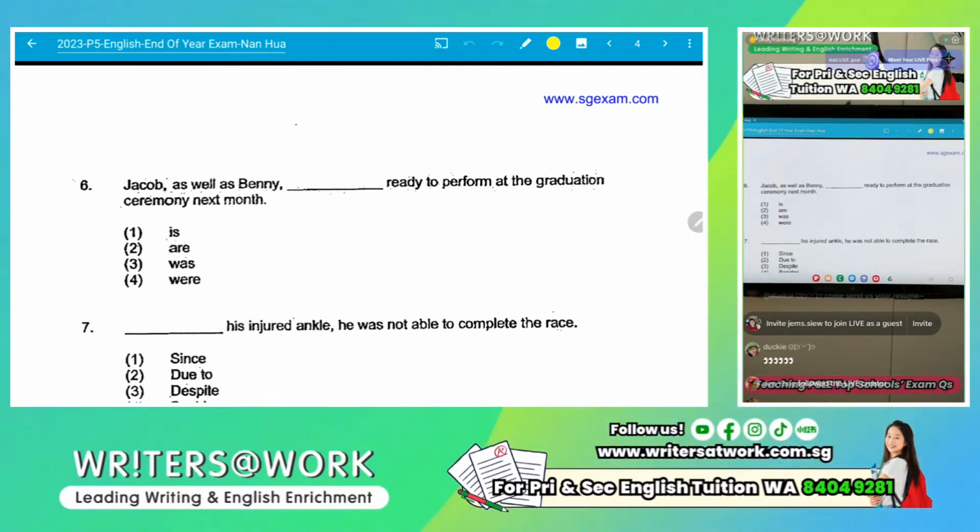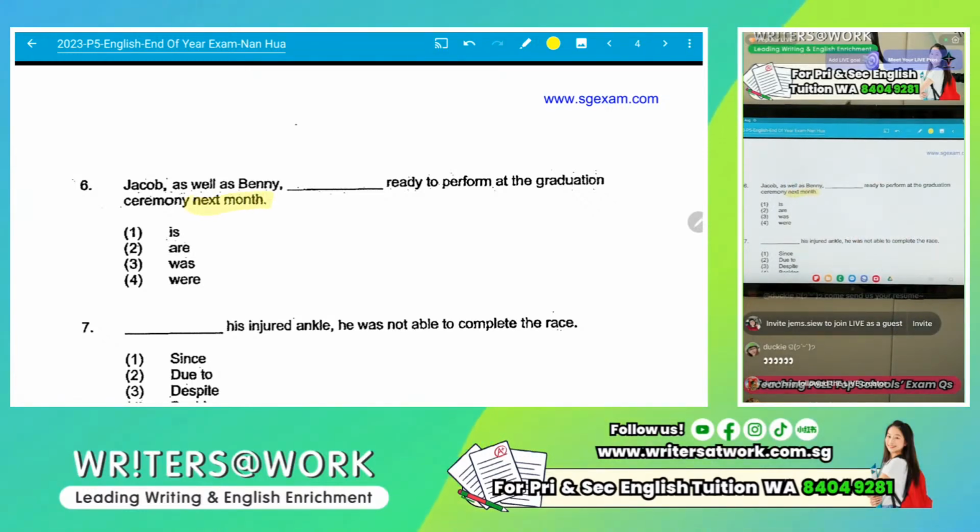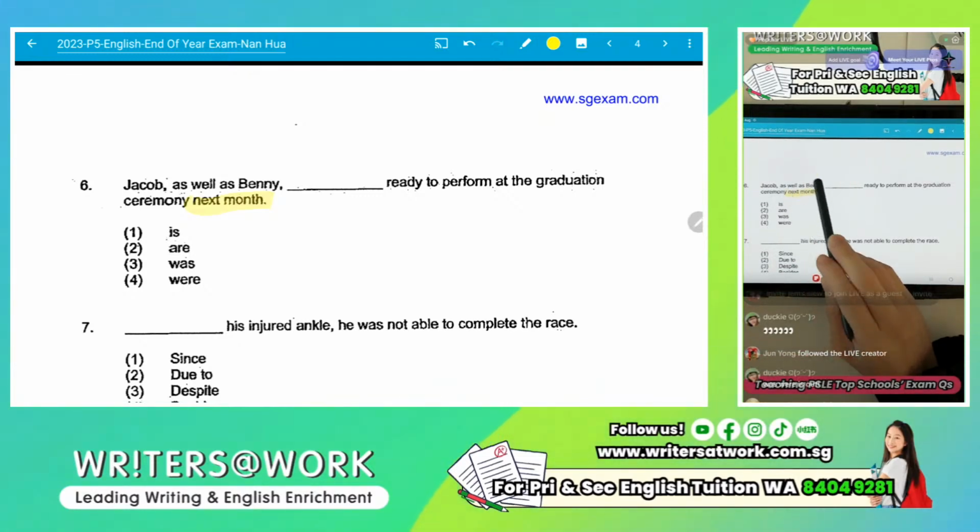Right off the bat, we see next month over here. Next month tells us this is something that will be happening in the future. It isn't happening, it hasn't already happened, right? So which two options can we safely eliminate or cancel out because we know that this verb needs to be taking place next month? Which two options do we know are safely wrong?